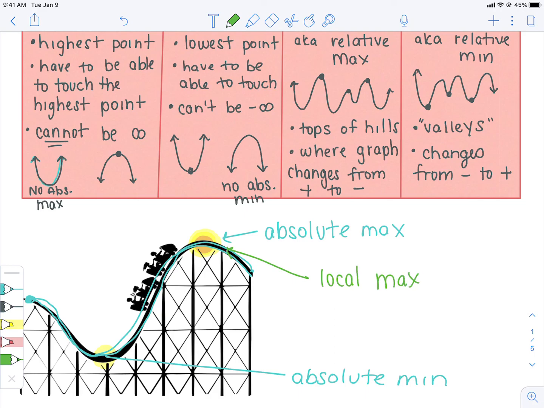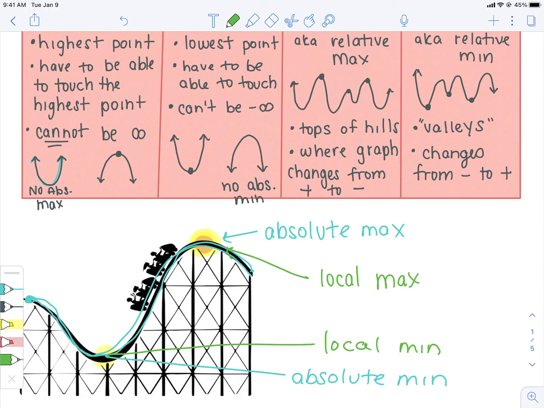So you can use the same point, it could be multiple things. Same thing here. This is also a local min, because anytime my graph is switching from going down to then going up, I've got a local min. It also just happens that it is the very lowest point on the graph, so it's also the absolute min. So far, so good? All right.